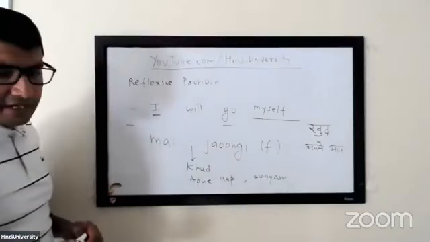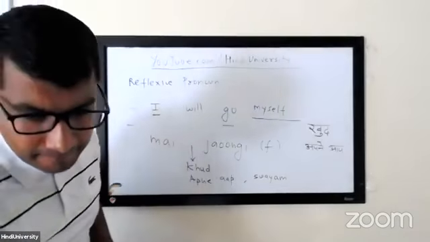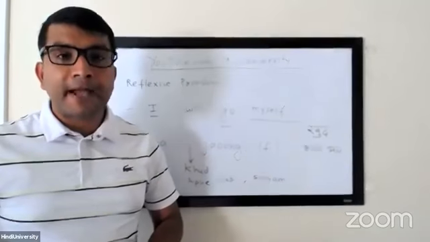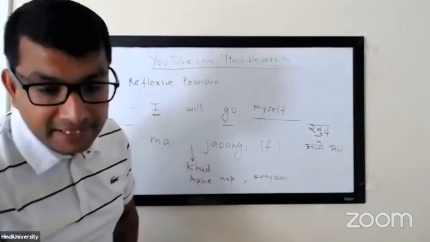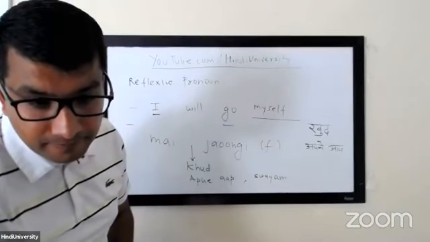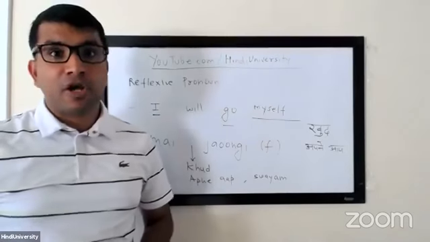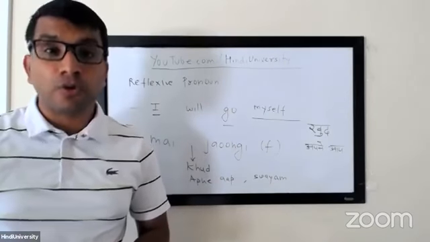I interrupted you. I meant the sentence. Main khud jaunga. Yes, for you, you will say मैं खुद जाऊंगा. I will go myself. If you want to say I will go myself, you will say मैं खुद जाऊंगा.